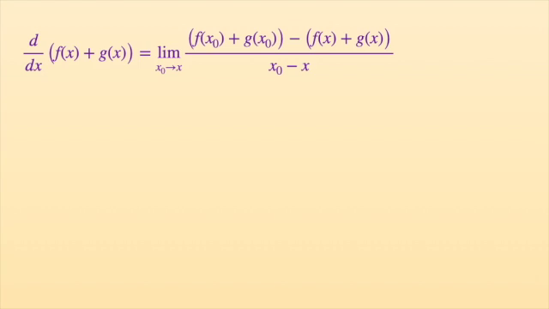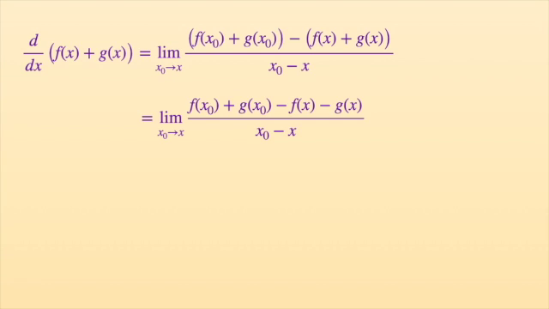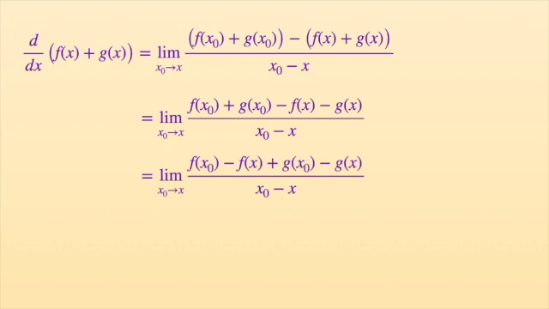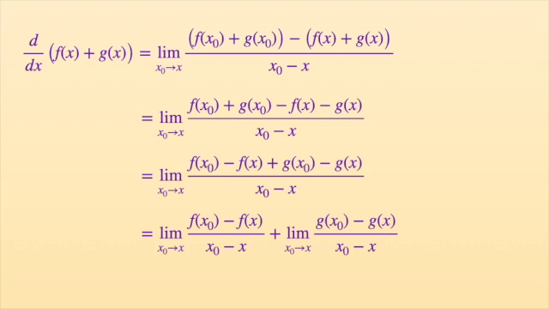We can distribute the minus sign and get rid of the outside parentheses to get just four terms in the numerator, and then rearrange these so that I get all the f's together on one side, all the g's together on the other side, and then separate this into two fractions and also separate out the limits. When we do this, we see that we get the definition for the derivative of f of x plus the derivative of g of x from the definitions.